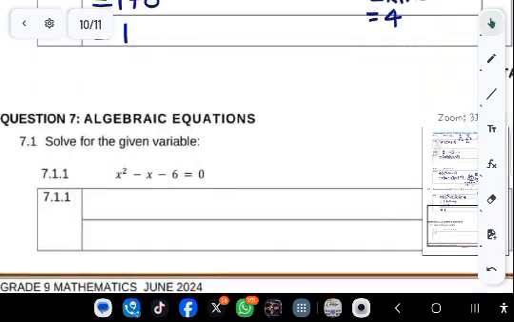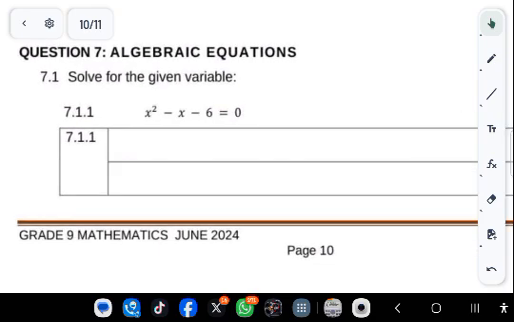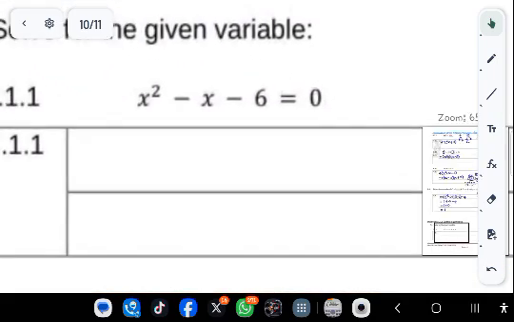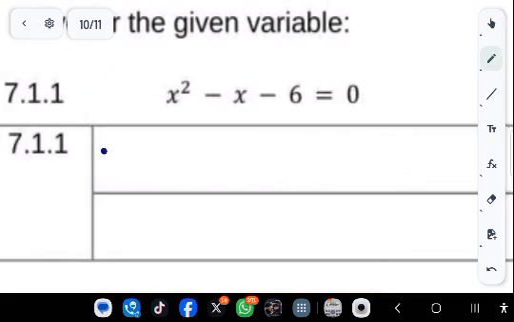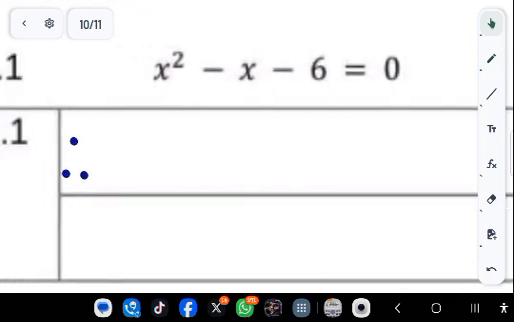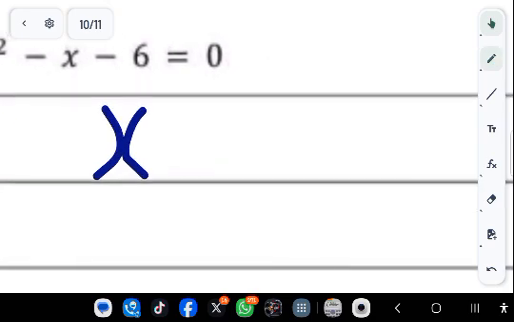Next question, question number 7. Algebraic equations. Now when you can factorize, it makes solving algebraic equations extremely easy. So knowing how to factorize is the prerequisite to knowing how to solve for x. So now it's a trinomial. Let's factorize the trinomial. That's what we need to do.